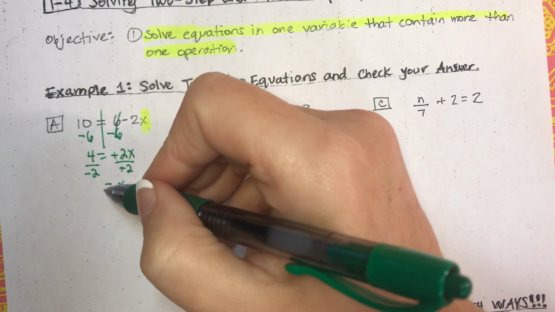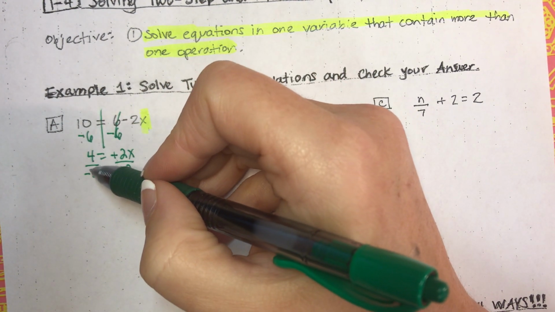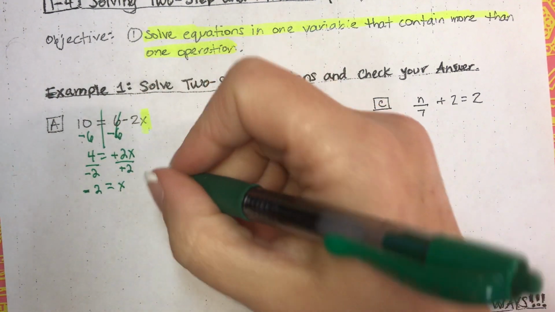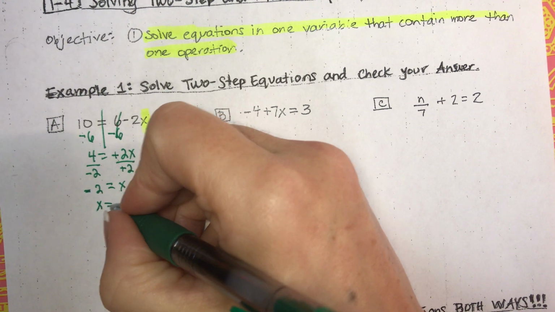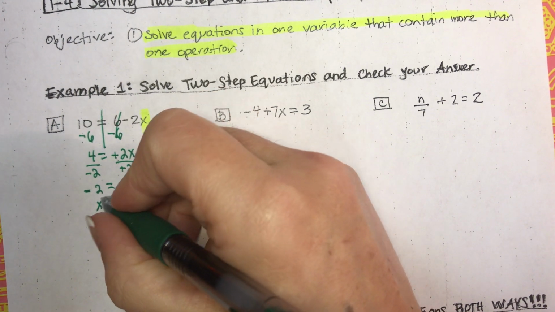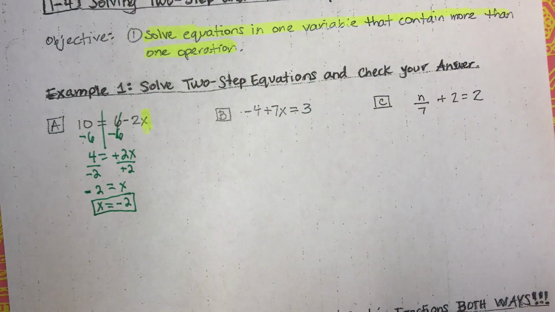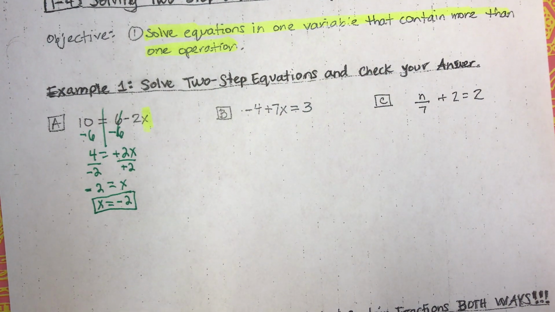And then we have 4 divided by negative 2. A positive divided by a negative is a negative. And 4 divided by 2 is just 2. And I'm going to use the symmetric property of equality and just go ahead and flip-flop that. And there we have it. Now we're going to go ahead and check our answer.